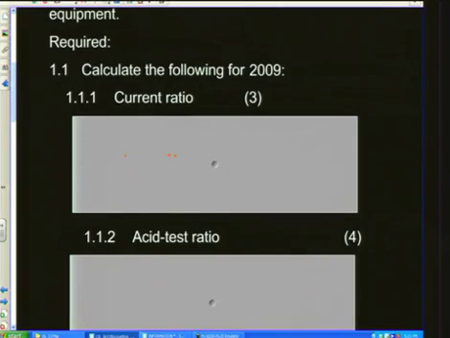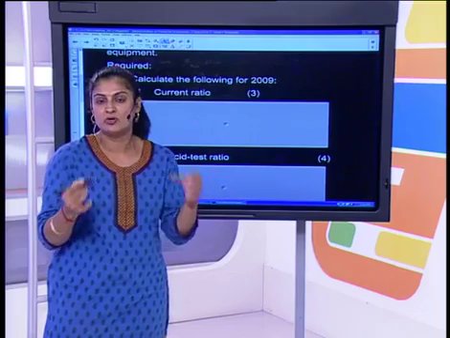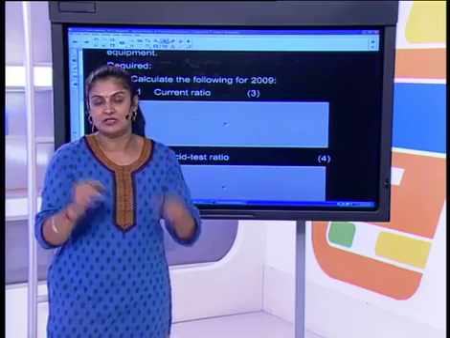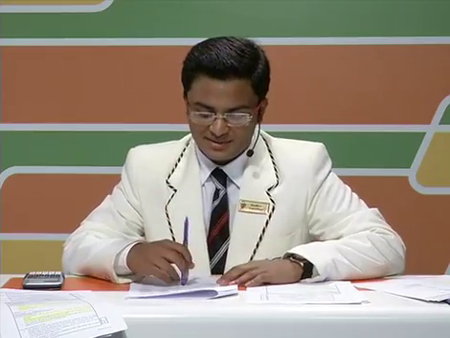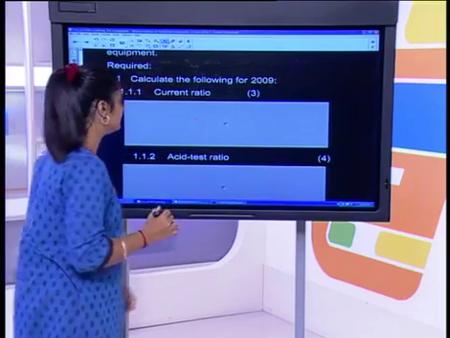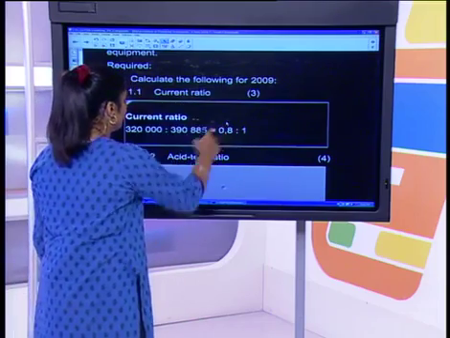Okay, current ratio, how do we calculate current ratio? It is a grade 11 ratio. Arjun, will you help me with this? Current ratio will be a ratio between the current assets and your current liabilities. Okay, good. Current assets is being compared to current liabilities.